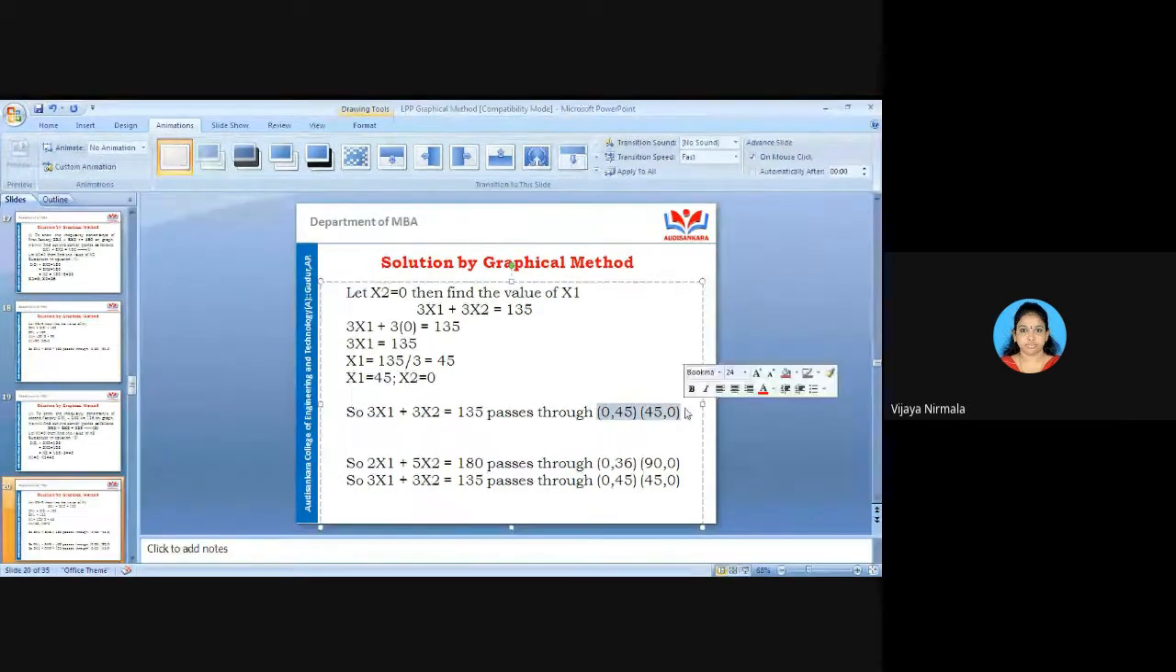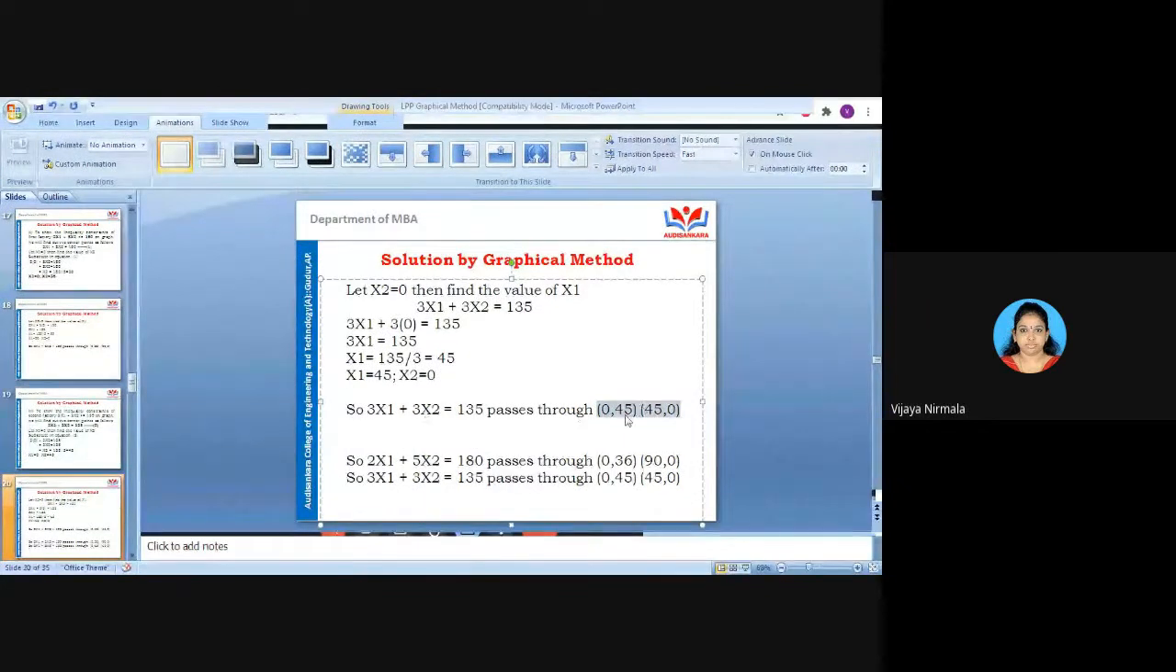So for each equation you have identified the corner points. We have two equations, right? For those two equations, you have identified the corner points. So 2x1 plus 5x2 is equal to 180 passes through 0, 36 and 90, 0. In the same way, 3x1 plus 3x2 is equal to 135 passes through 0, 45 and 45, 0. So for each equation, you have identified two corner points, right?